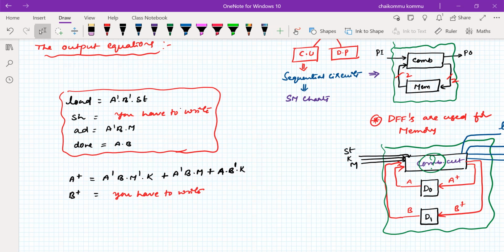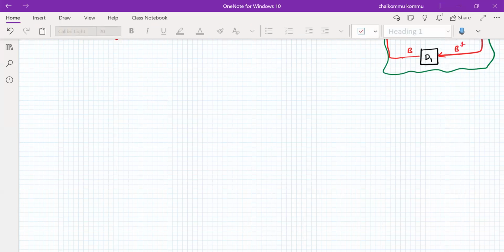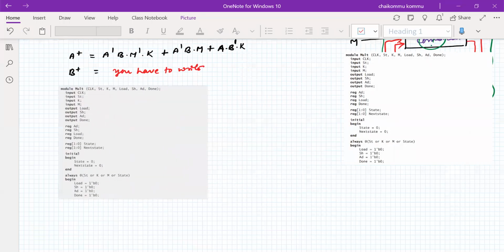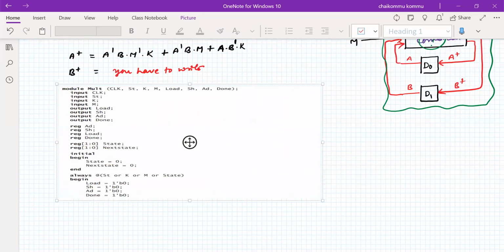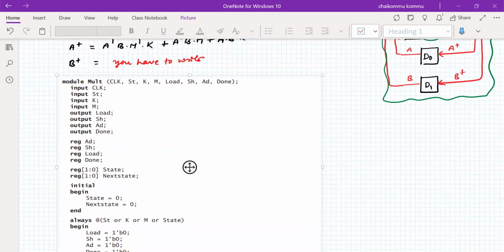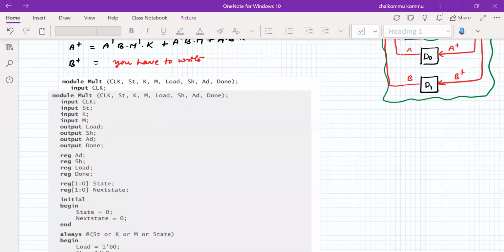Is there any doubt in this so far? No. Now how do we write a program for this one? Okay, give me 5 minutes, I will complete this one. So for the sake of simplicity, I am copying this one. So we can start the Verilog program here for the multiplier control unit.